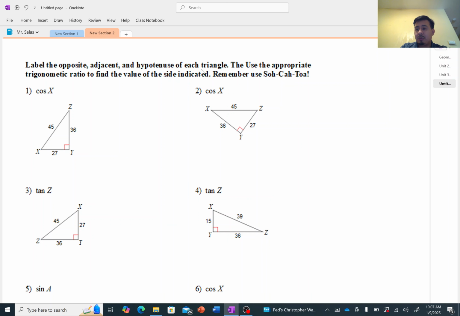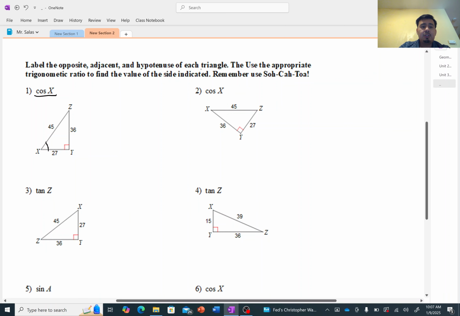So let's do the first one. Okay, make sure you have your pencil and a paper. You copy these problems. Okay, so it says find the cosine of x, right? So if I'm trying to find the cosine of x, then before I even do that, I know that x right here will be my reference angle.